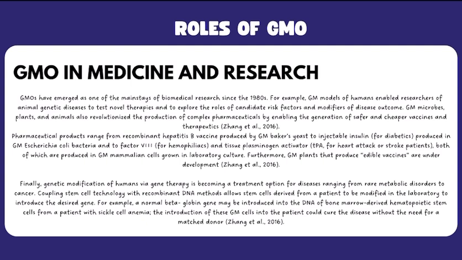So, GMO in medicine and research. GMOs have been crucial in medicine and research since the 1980s. They allow scientists to study diseases, test treatments, and produce safer, more affordable pharmaceuticals. Examples include insulin for diabetics made using GM bacteria, and vaccines like the hepatitis B vaccine produced in GMEs, and GM plants are even being developed to create edible vaccines.